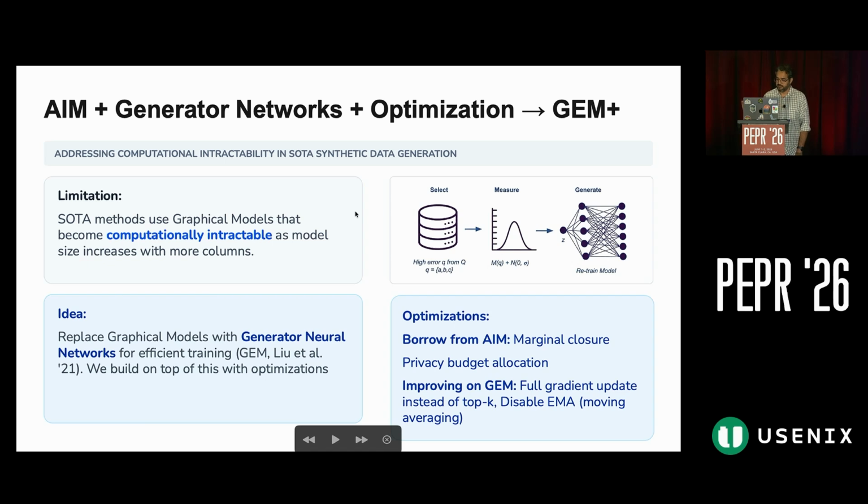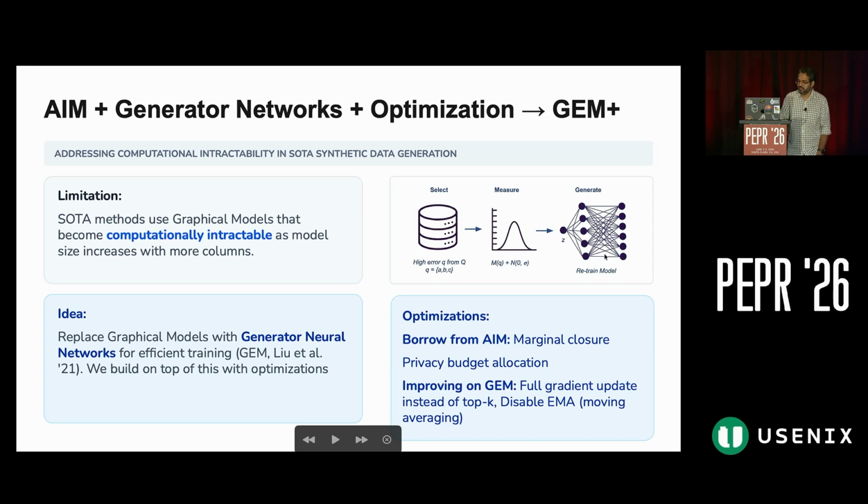Remember in the previous slide, I had this picture where there was a graph here. This probabilistic graphical model is sort of the choke point. Constructing this graph and then training a model for this graph becomes really difficult as you increase the number of columns. What we show in this work is that if you can replace the graphical model with a generator neural network, training this neural network is extremely easy. This is standard stuff that's been around for a while now, and it lets you scale up to 1,000 columns very easily without too much difficulty, right?